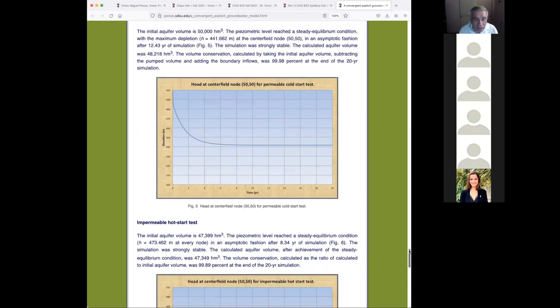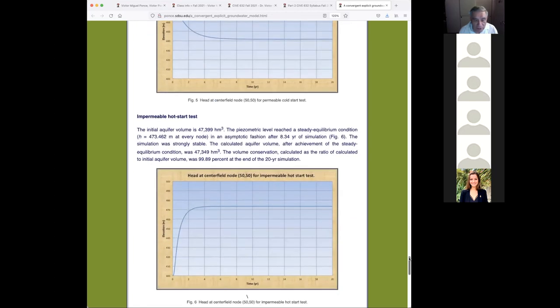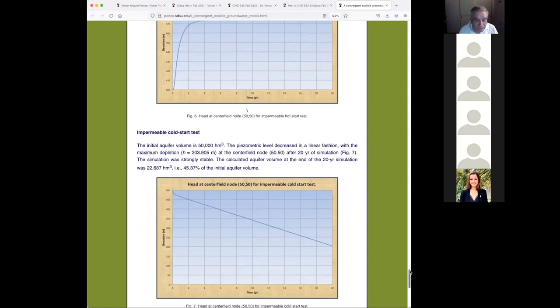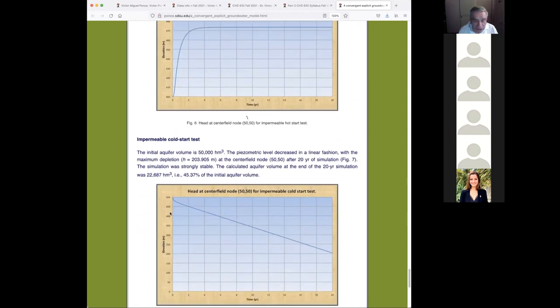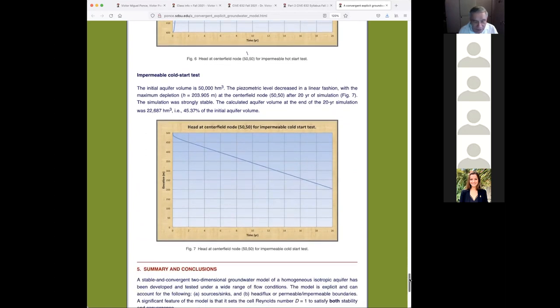Likewise in here, head at center field node for the permeable cold start test and an impermeable cold start test. And finally, the linear depletion of the aquifer. The aquifer is coming down. However long you run it, it's coming down.